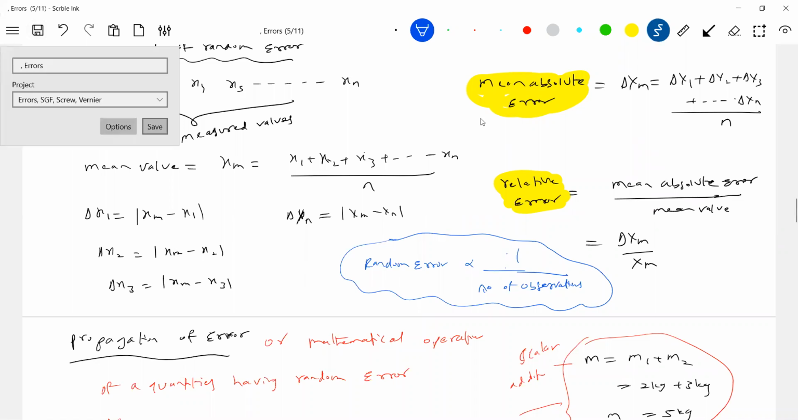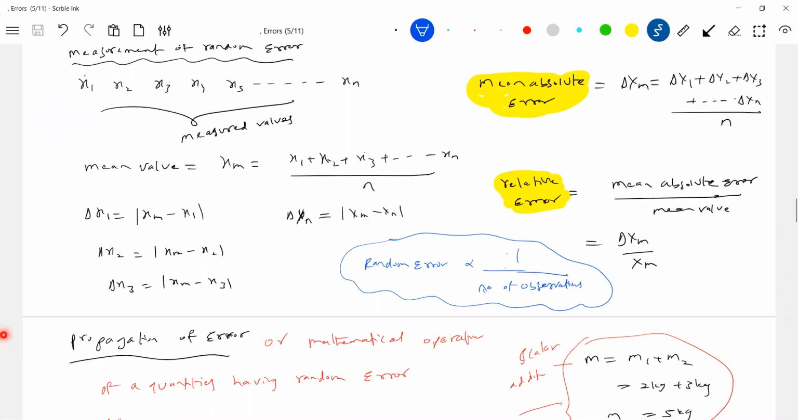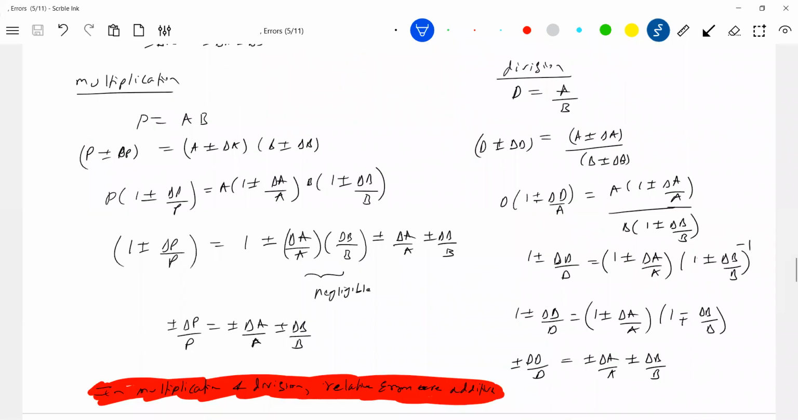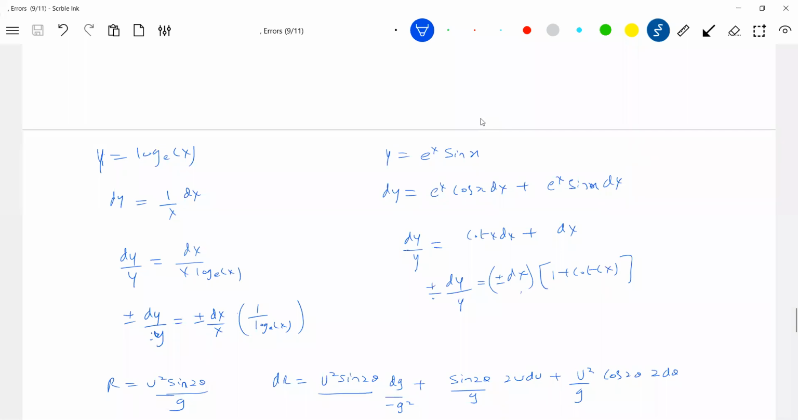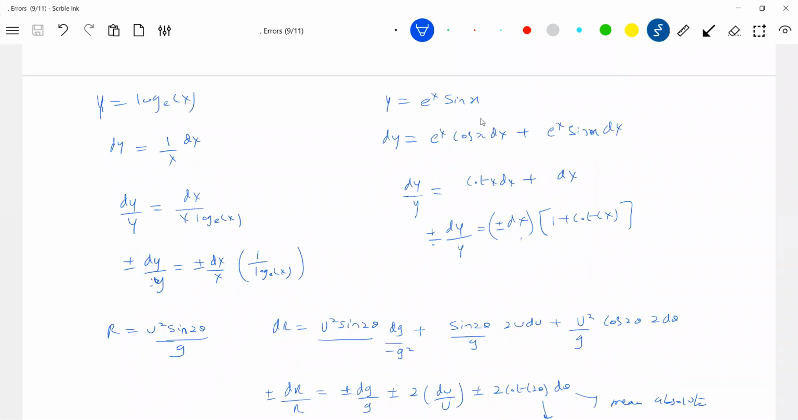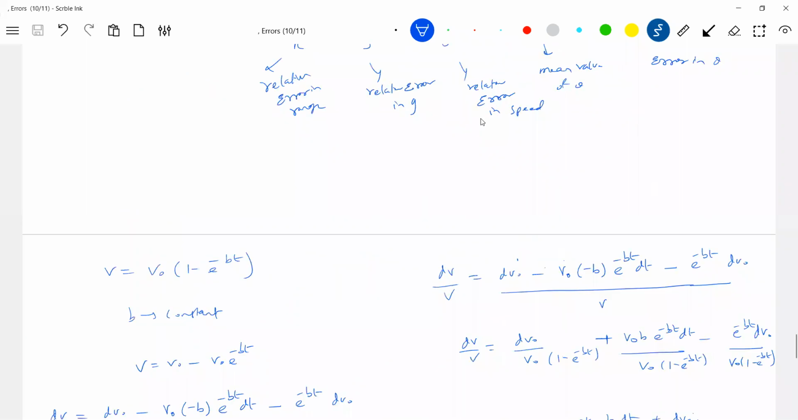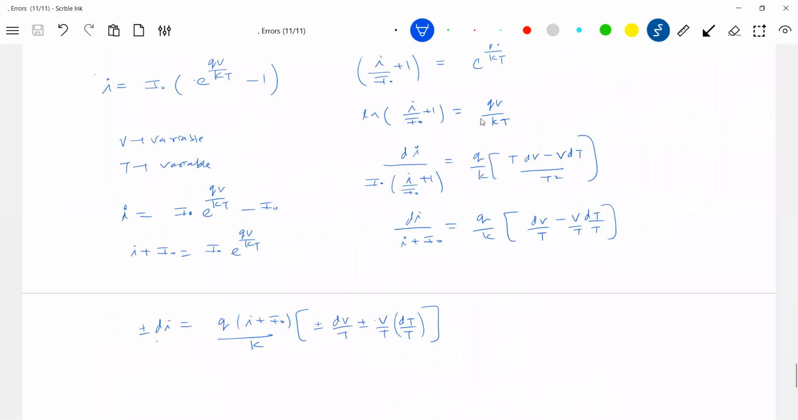Okay, regarding propagation of error, books have confined it only to addition, subtraction, multiplication and division. But in exams, they are stressing all these things. You should know equations where logarithm, exponential and trigonometric functions are there. How the error propagates is what I'm giving as an example here. So this is what you have to practice.